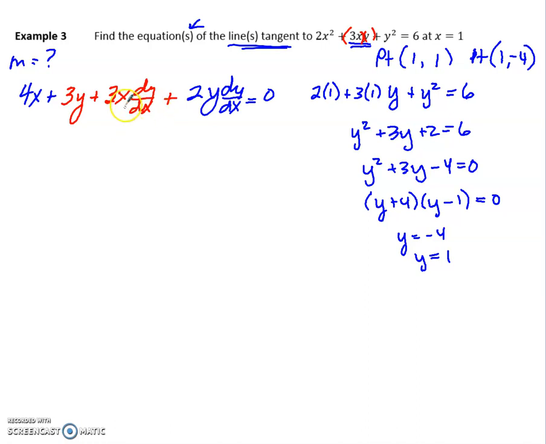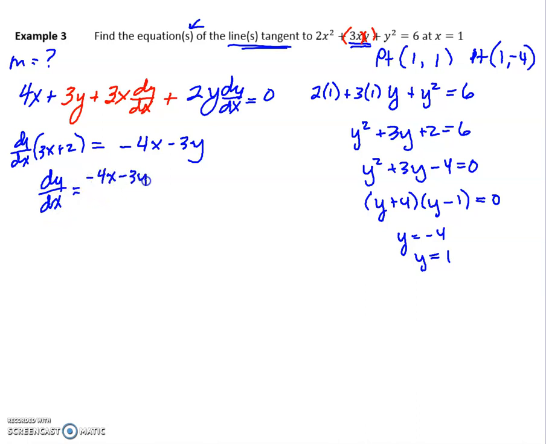Okay, got to solve this thing for dy dx. I'm going to take these guys to the other side. So I have -4x minus 3y. I'm going to factor the dy dx's out of those two guys. I get 3x plus 2. So my slope is -4x minus 3y over 3x plus 2. So that means my slope is dependent on what both x and y are. So if I want the slope to help write these equations, I'm going to need to plug in the specific x's and y's. So I have two different scenarios.